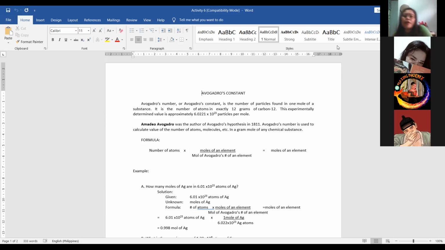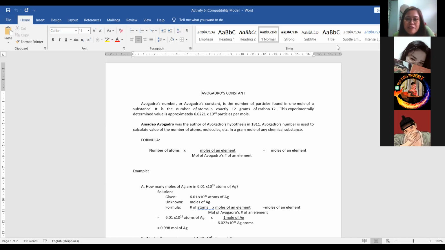So, we have the formula. Number of atoms times moles of an element divided by mole of Avogadro's number of an element equals moles of an element. So again, number of atoms. Actually, we can know the number of atoms, no? That is very small.